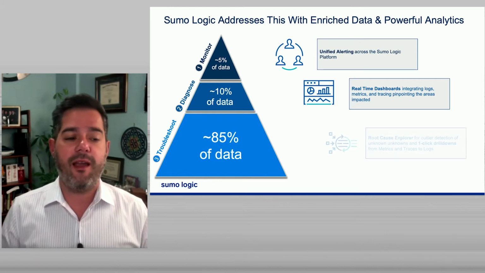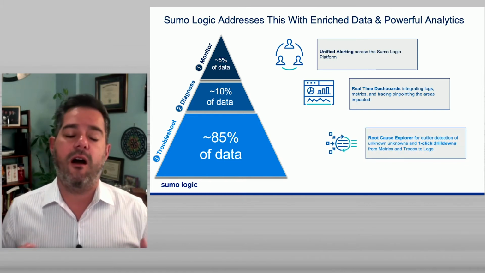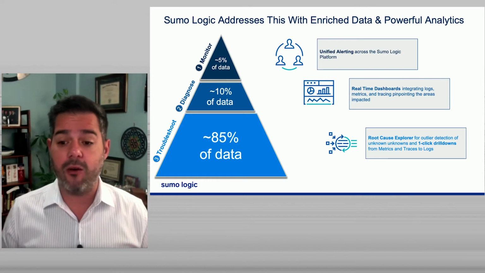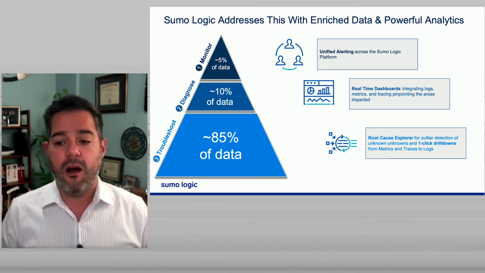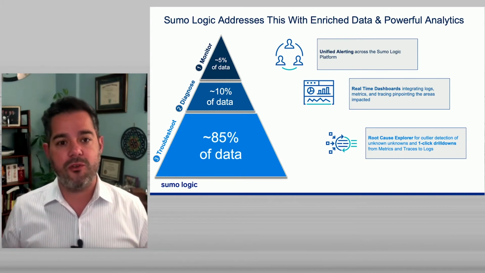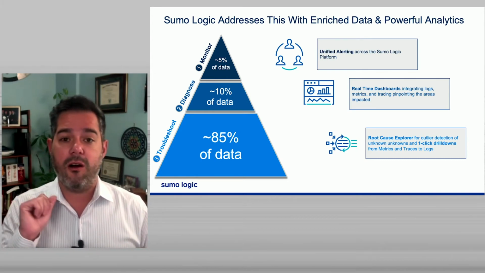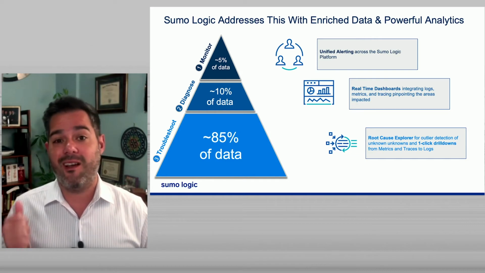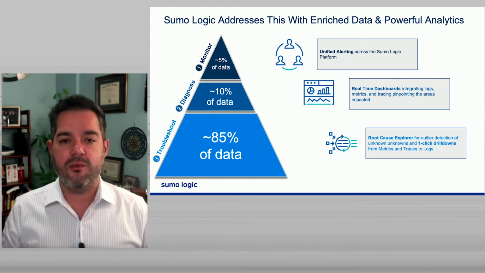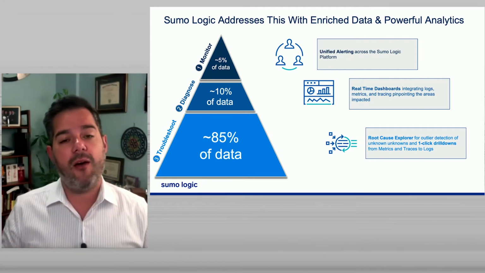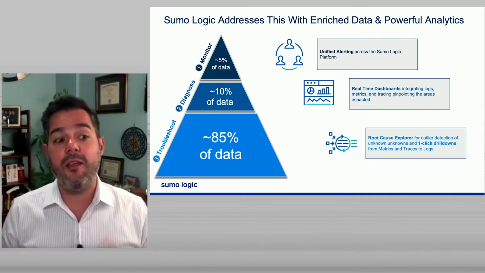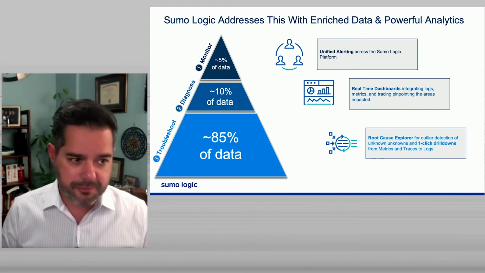And then finally, we have advanced machine learning, where one of the new features that we have out is the Root Cause Explorer. That does outlier detection. And that's really important in the land of microservices, because remember, you are looking for the unknown unknowns, and that's really hard to do. So going through and automating this with machine learning and analytics allows us to bubble that information to the top, and we're able to get you to that information a lot faster.